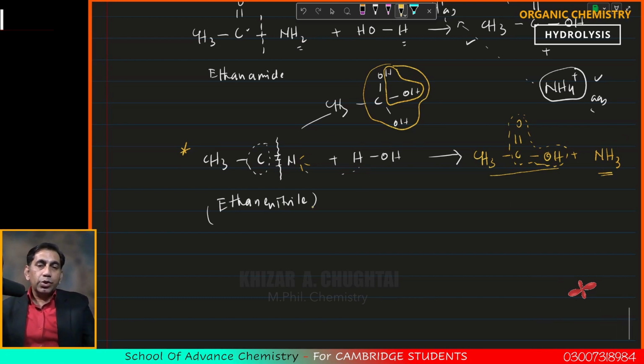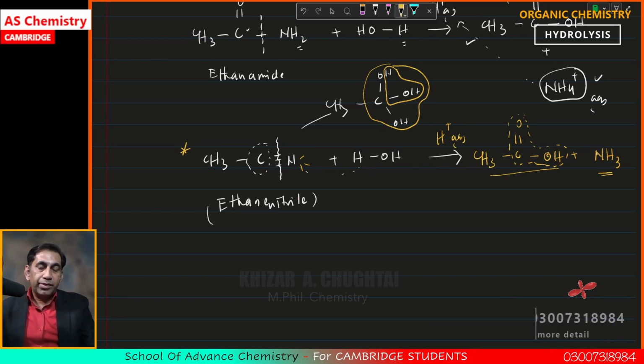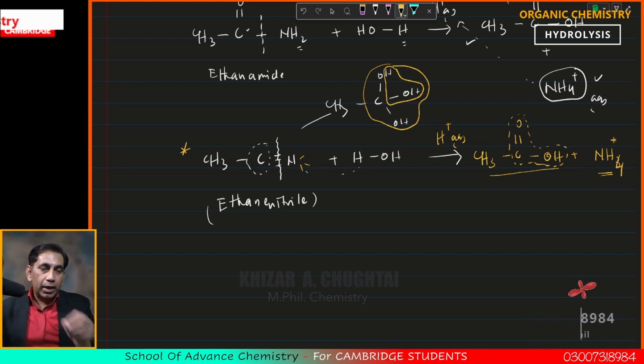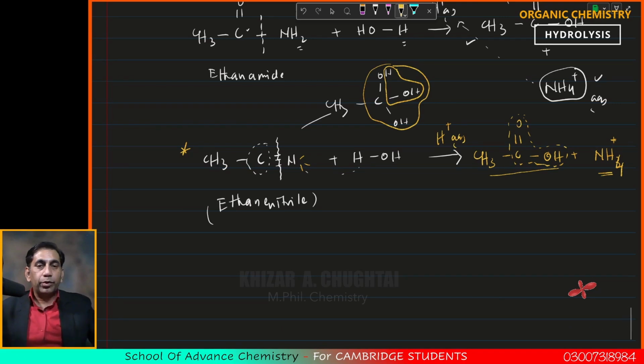So once again, if I'm using H positive ion aqueous catalyst, then I will check its reaction with the acid: no reaction. I will check its reaction with NH3. Yes, it will react, and it will make NH4 positive ion. So I will write NH4 positive ion.